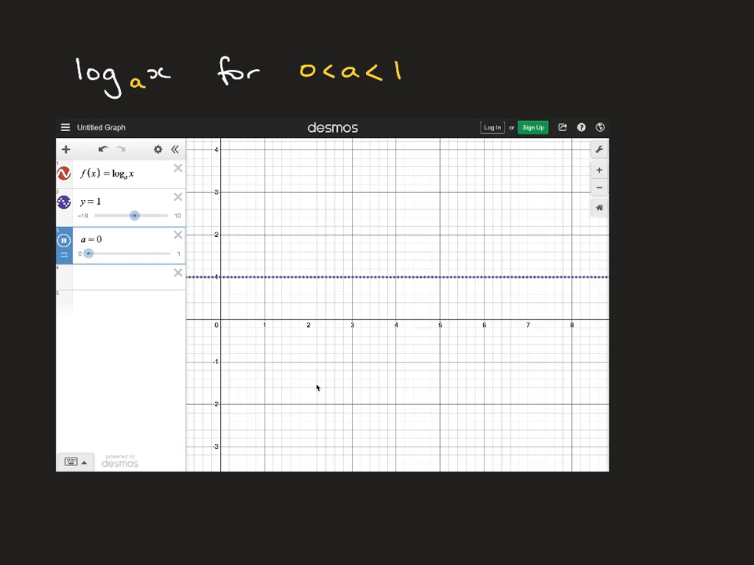So let's play this and watch what happens to the shape of the graph as the a value gets larger. So there's our generic shape, and as you can see, as the a value is getting larger and larger, what's happening to the shape of the graph? So this bit here is moving towards the line x is equal to 1. This bit is moving away from the x-axis. So that seems a little bit counterintuitive as to what we noticed for the bases that are greater than 1. So let's have a look at them combined together.